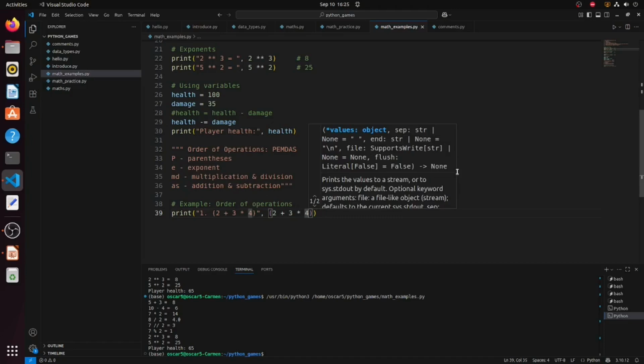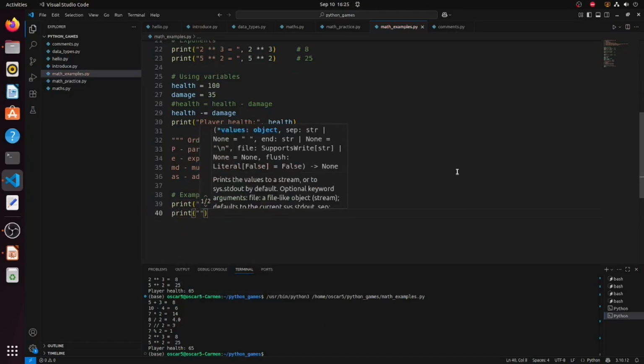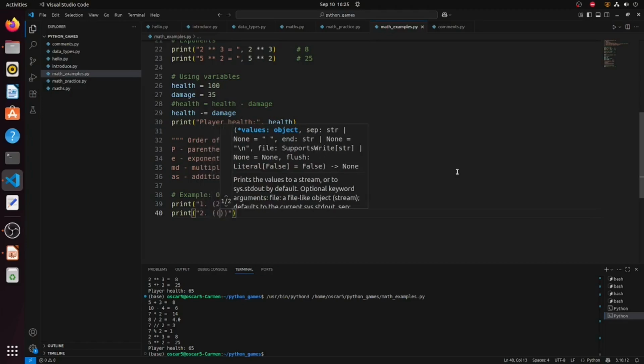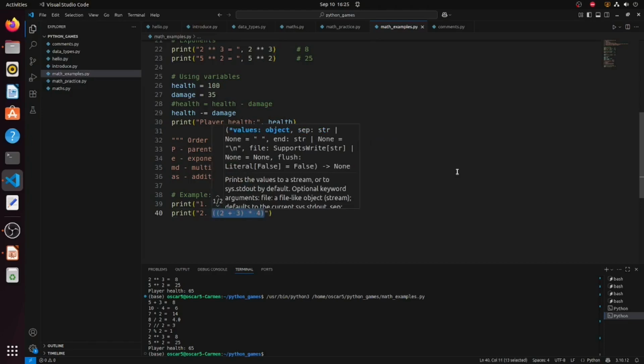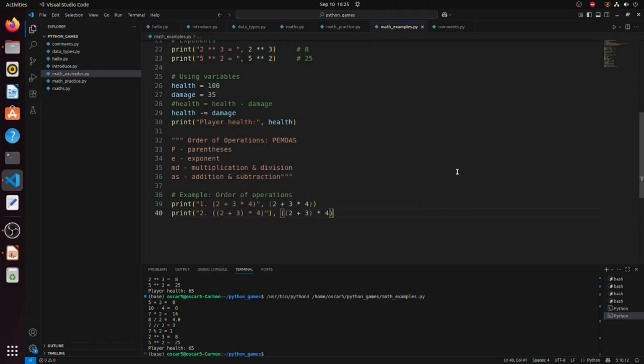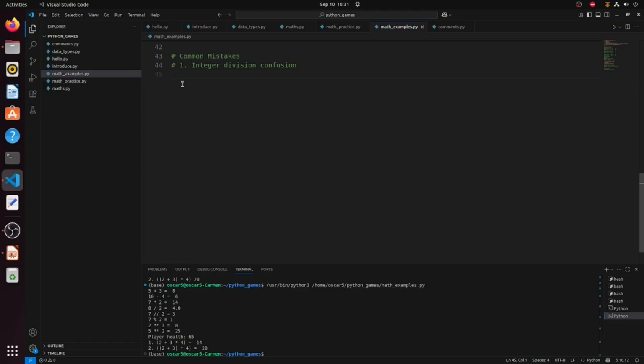Now, look at the next one. Print open parentheses 2 plus 3 close parentheses times 4. See here, the parenthesis goes first. So what Python would do is 2 plus 3 first, and then take that answer and multiply by 4, giving us 20. The answer changes depending on where we put the parentheses. That's why it's always a good idea to use parentheses. They make your code clear and easy to understand, both for yourself and for anyone else reading it.